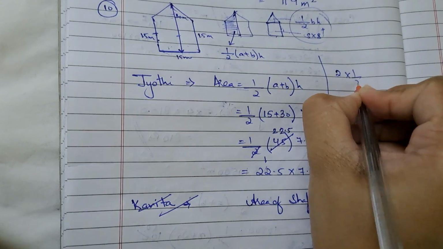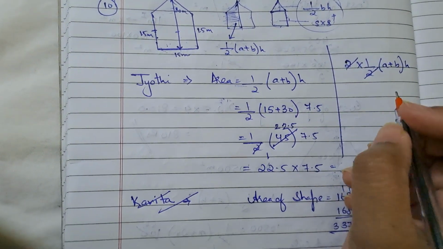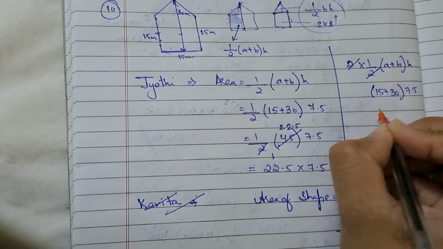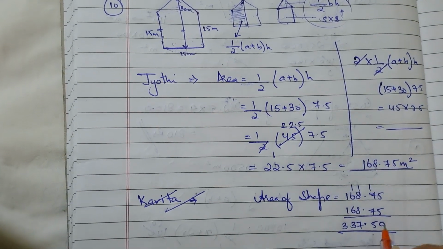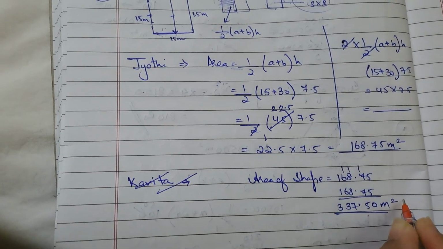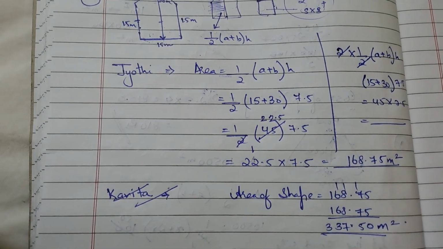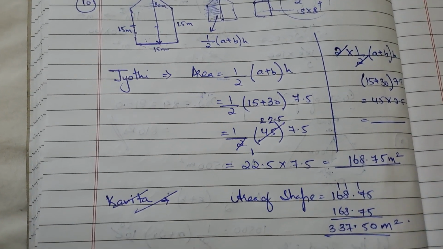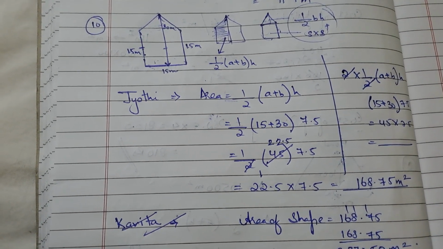So 2 into 1/2 into (a plus b) times h would be done. So this 2 would have gone. What I would have been left with is 15 plus 30 times 7.5. That would be 45 times 7.5. Even if you did 45 times 7.5, you would get the same answer, which is 337.50 meters square, the area of the full shape. Okay, let me just see. 45 times 7.5, it's exactly 337.50. I'm so intelligent. Okay, coming back.